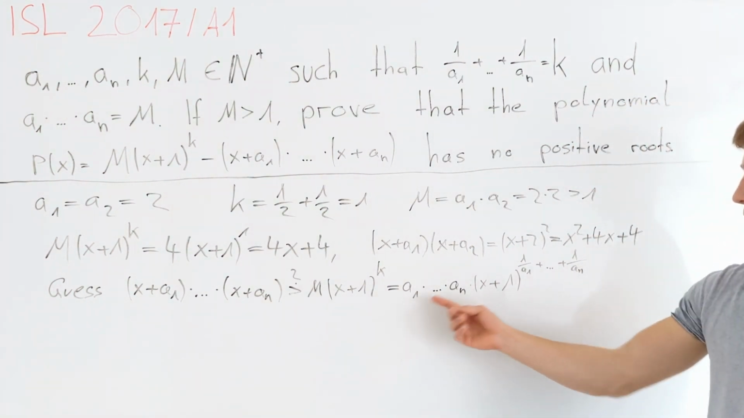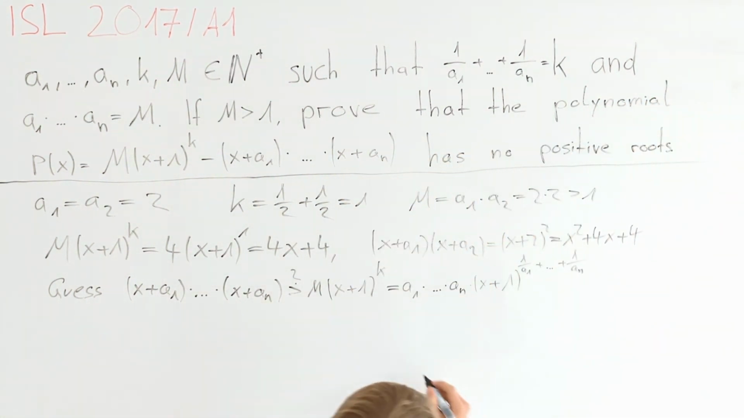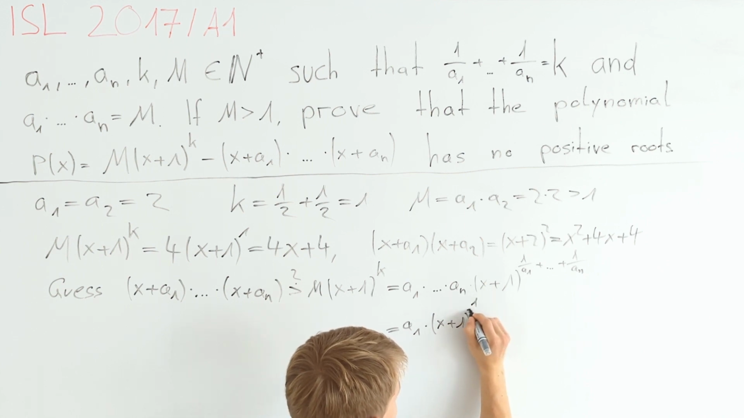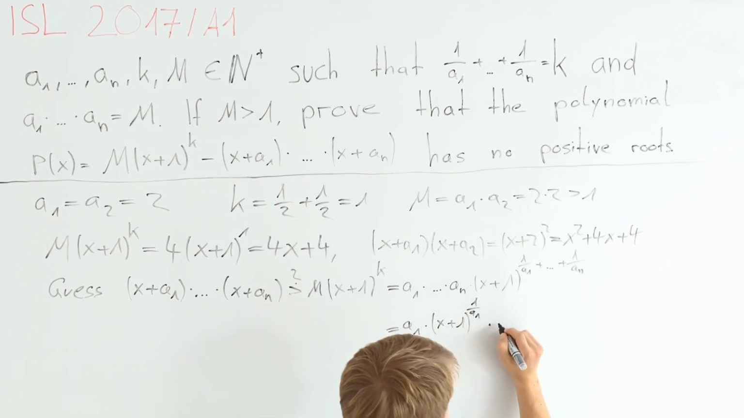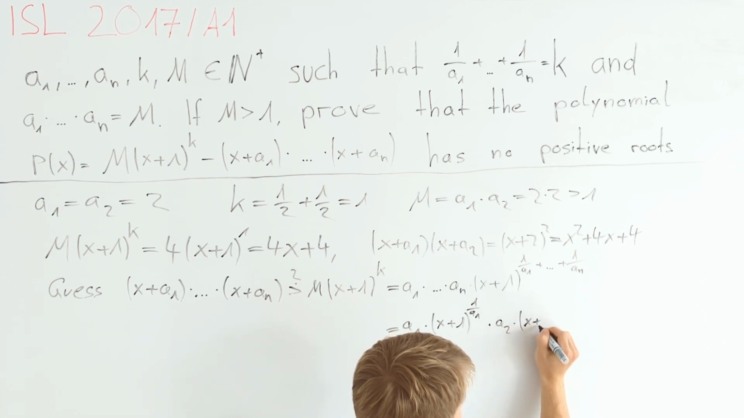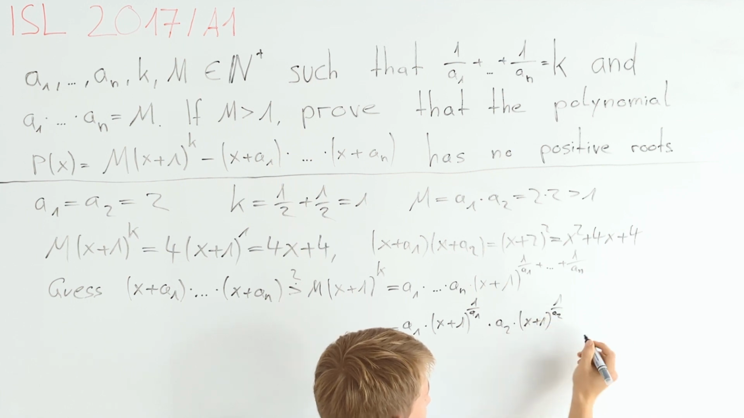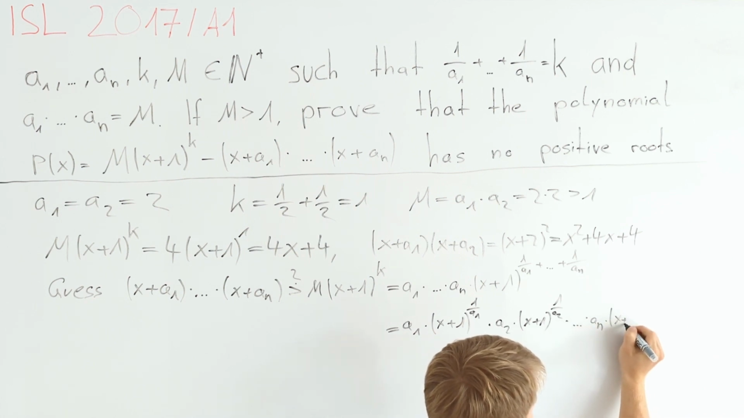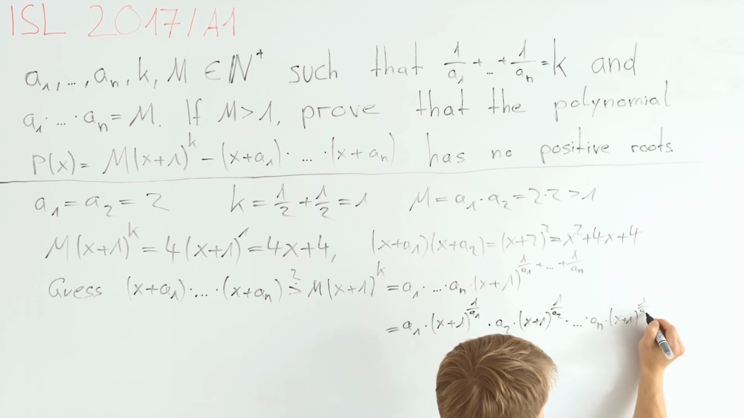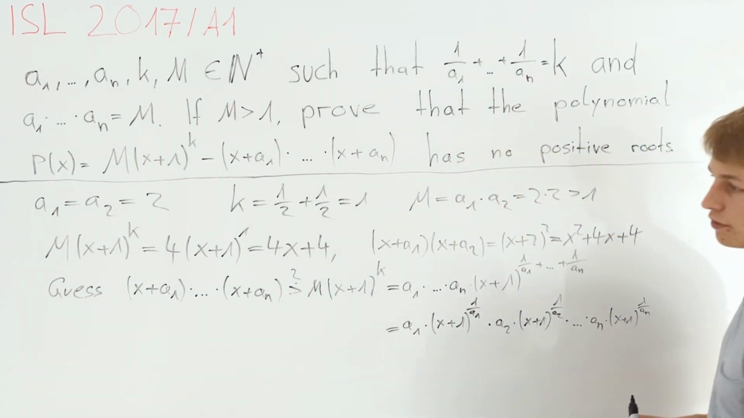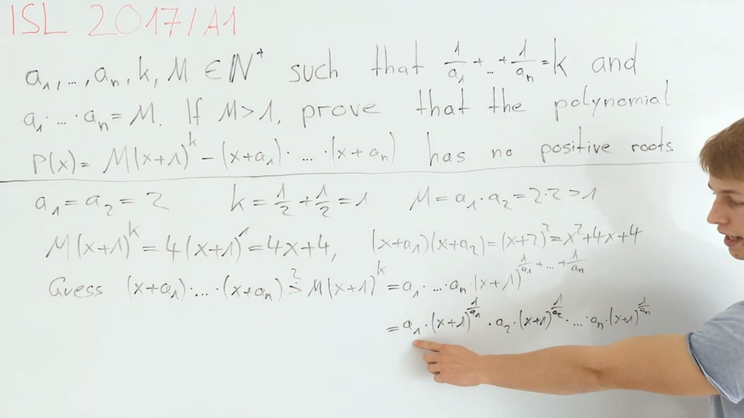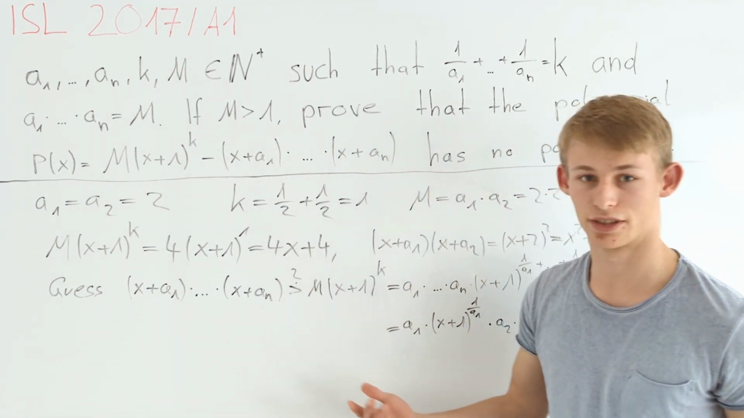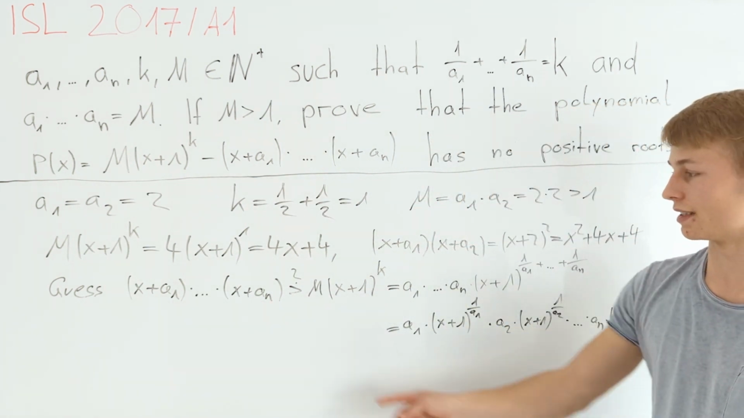Now we can isolate the variables, which is always nice in inequalities, and write this as a1 times (x plus 1) to the power of 1 over a1, times a2 times (x plus 1) to the power of 1 over a2, and so on, up to times an times (x plus 1) all to the power of 1 over an. So now it would be enough to prove that x plus a1 is greater than a1 times (x plus 1) all to the power of 1 over a1, and then we can multiply this inequality for all these n factors and get the desired result.